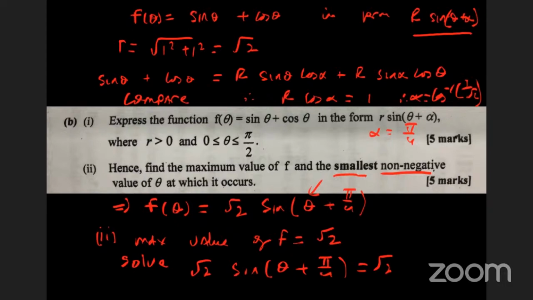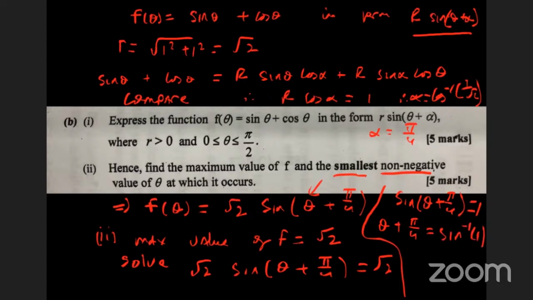So you can easily do it like that. But in case you're not seeing that, carry across the root 2, that will cancel. You'll get sine of theta plus pi on 4 is 1. Carry across the sine, and you'll get sine inverse 1. Sine inverse 1 is pi on 2.